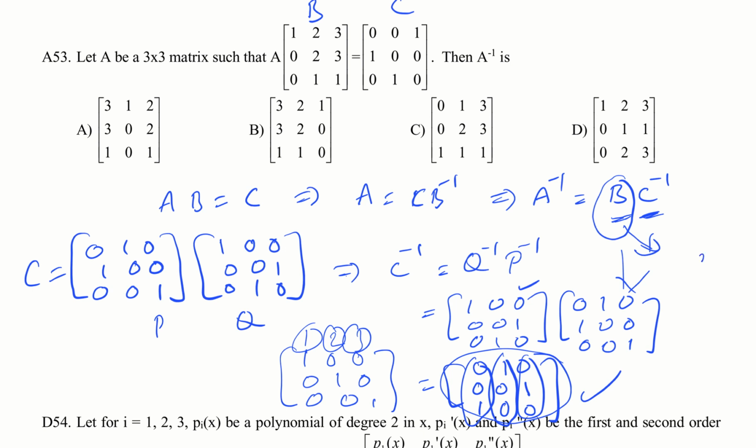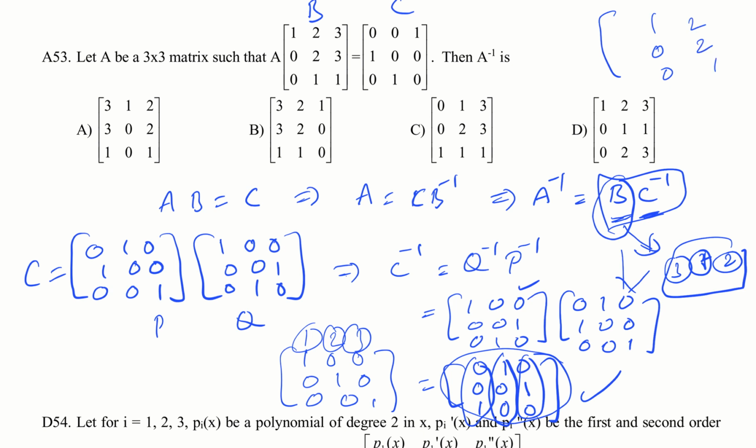They will become: first column goes to second place, second column goes to third place, and third column comes to first place. Like that you will get it ultimately when you take the product. So the required matrix is going to be nothing but 2 2 1. The first column went to second place, so it will be 1 0 0, and second goes to third, and third comes to first. So this is the answer you are looking for. This is the matrix you are looking for.